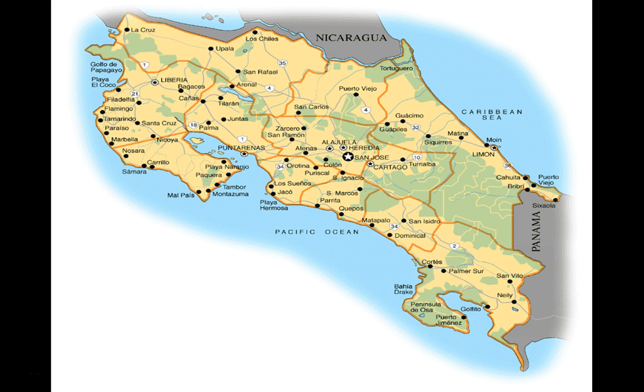So this is a map of the country. Initially we'll be flying into Liberia, which is over on the northwestern part of the country, and then driving down that peninsula toward, I'm going to say toward Carrillo there, which is where the first biological station is at a place called Serenas. That's the tropical dry forest.